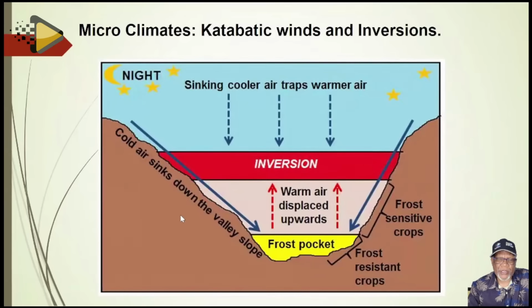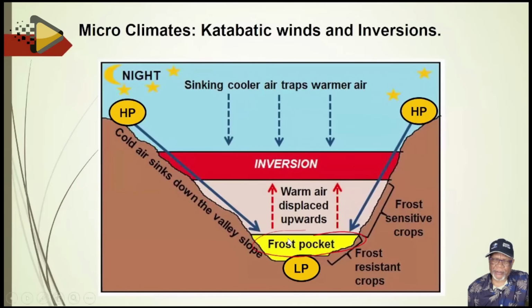We have what we call katabatic winds. Katabatic winds occur during the night, the cold air subsiding, and the cold air accumulating at the bottom of the valley. And then when the cold air accumulates at the bottom of the valley, what is going to happen? The temperatures at the bottom of the valley are going to drop below freezing point. And then when the temperatures drop below freezing point, we're going to get what we call a frost pocket.